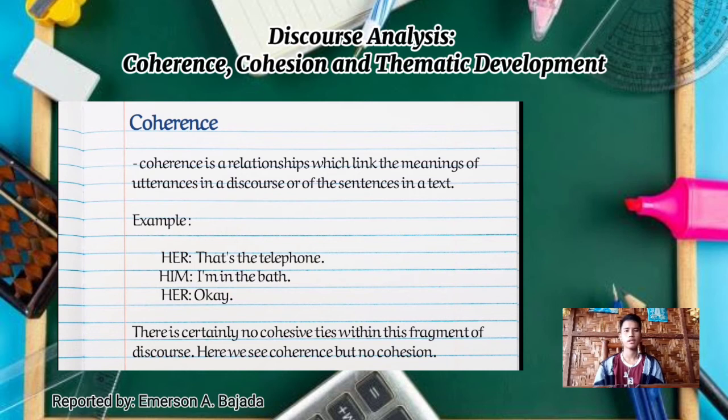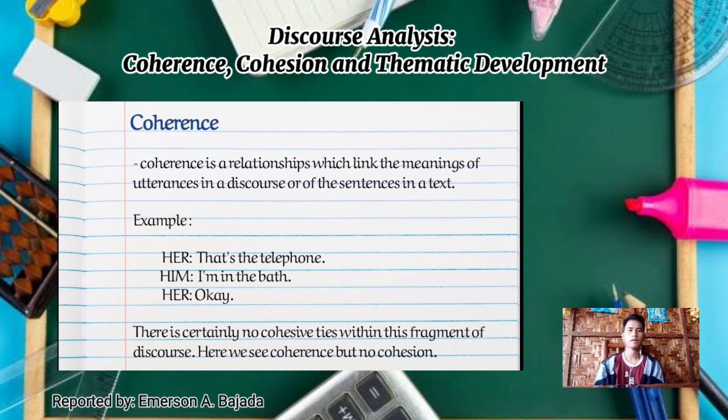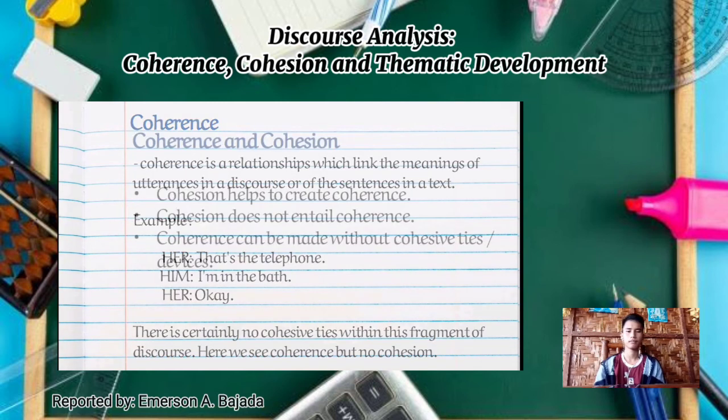Now, what is coherence? Coherence is a relationship which links the meanings of utterances in a discourse or of the sentences in a text. Example: "That's the telephone." "I'm in the bath." "Okay." As you can see in this example, there are certainly no cohesive ties within this fragment of discourse. Here, we see coherence but no cohesion. The sentences can easily be understood, but there is absolutely no use of cohesive devices or cohesive ties. Next slide.